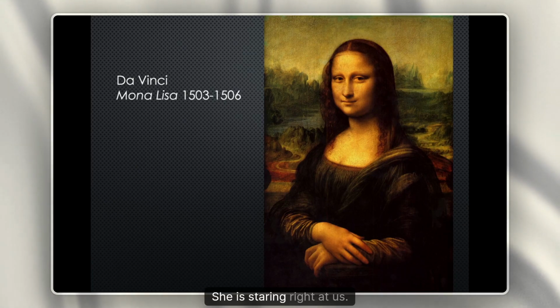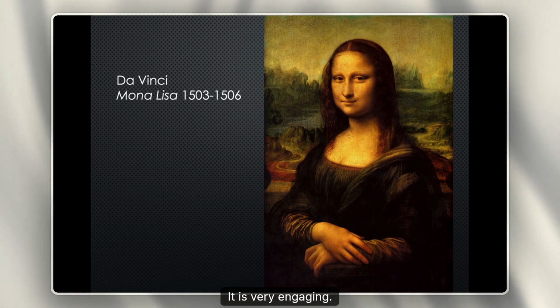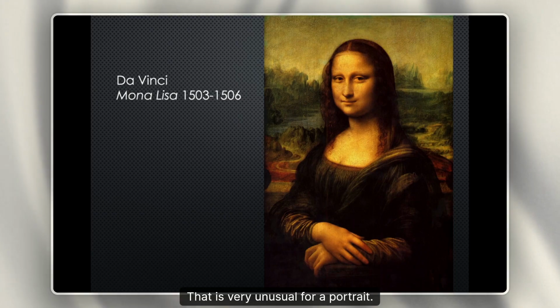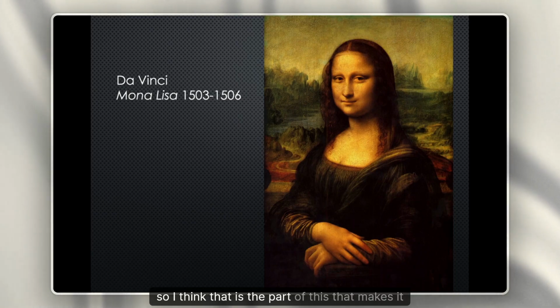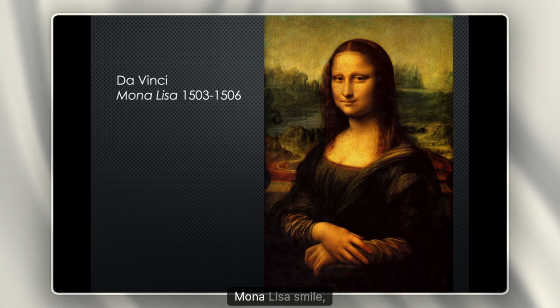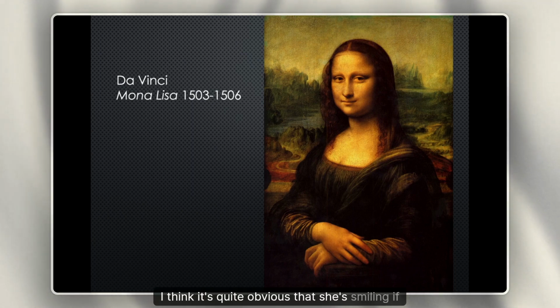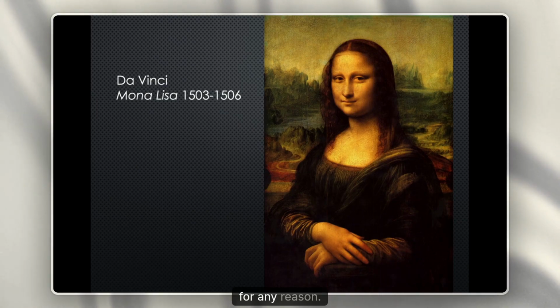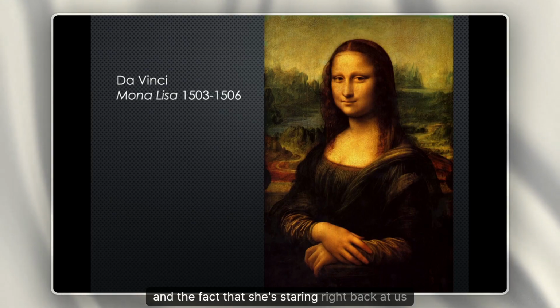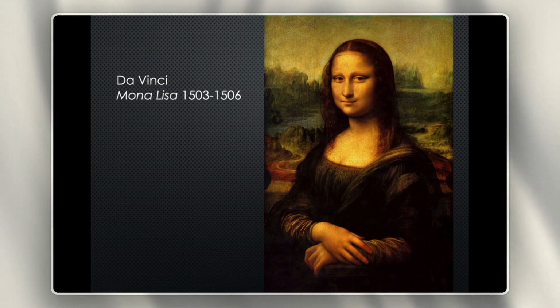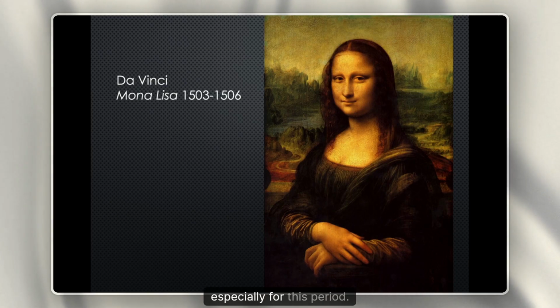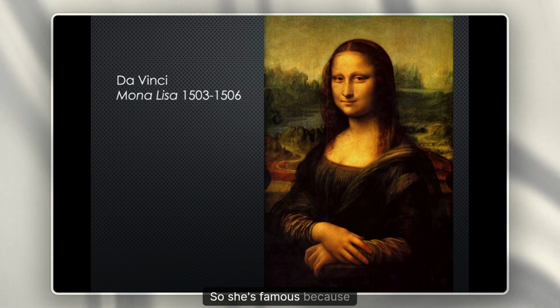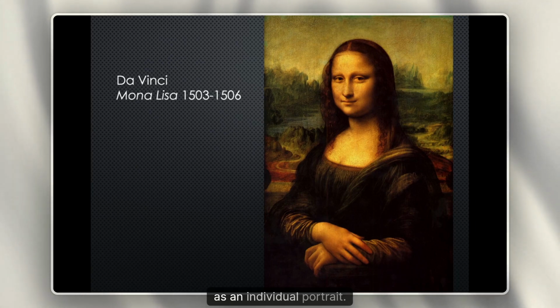Gaze. She is staring right at us. It is very engaging. That is very unusual for a portrait. So I think that is the part of this that makes it such a famous piece. As far as that Mona Lisa smile, I think it's quite obvious that she's smiling if you look at her. People weren't into toothy grins back in the day for any reason. And the fact that she's staring right back at us is, I think, also quite shocking, especially for this period. So she's famous because of her unusual qualities as an individual portrait.